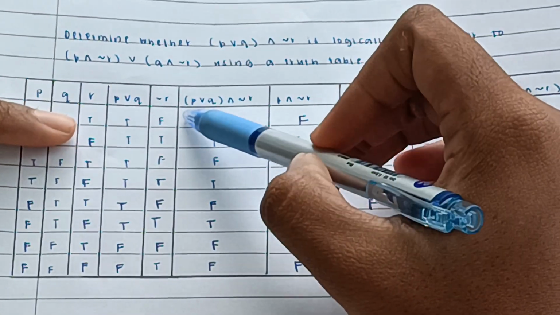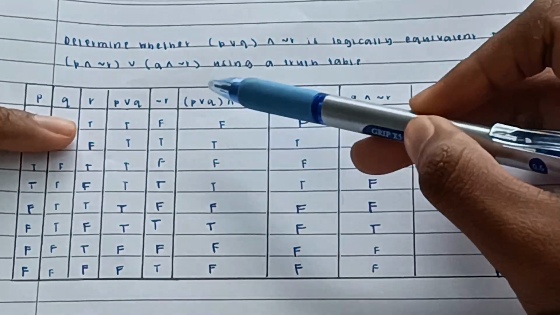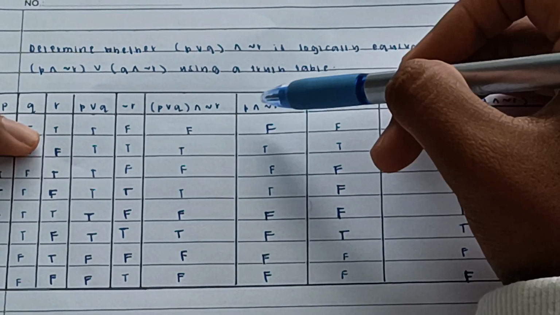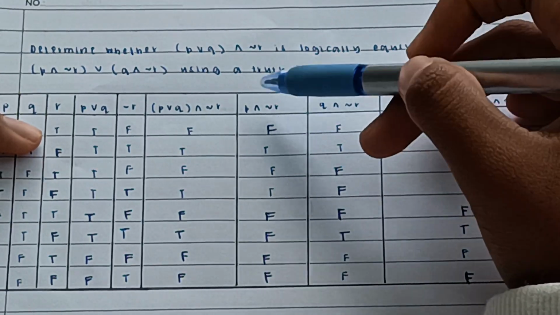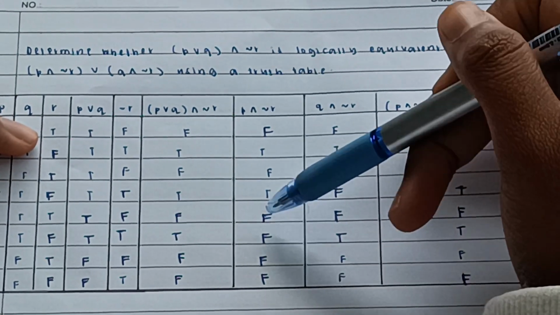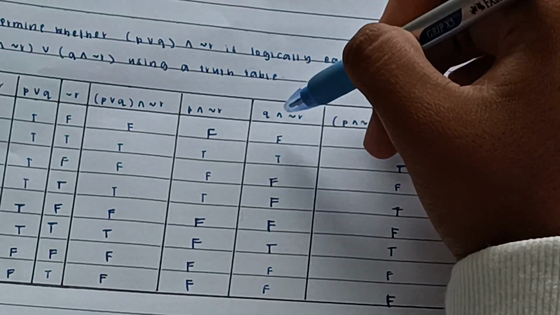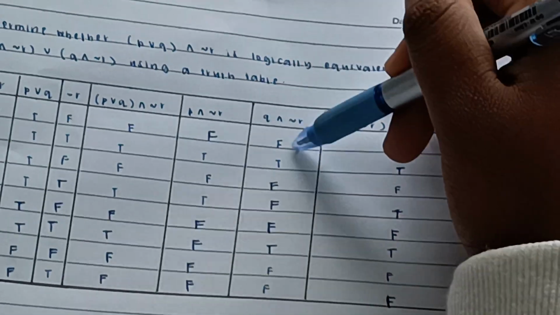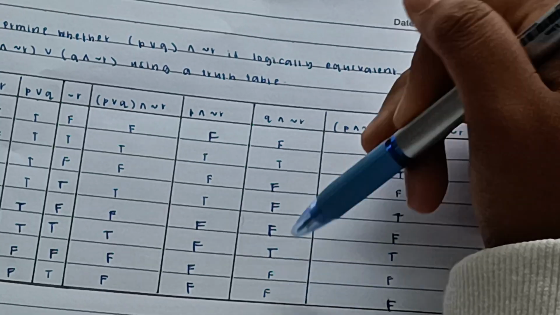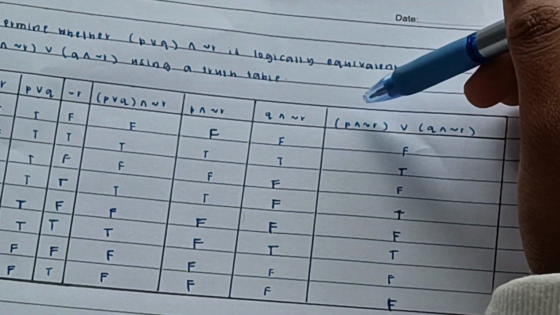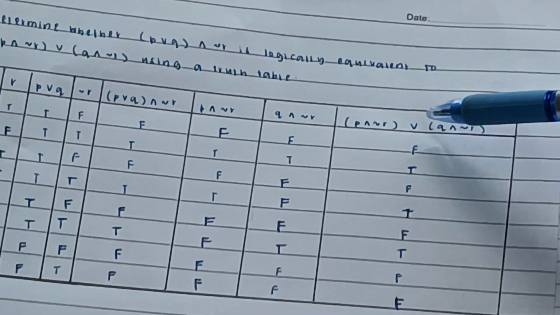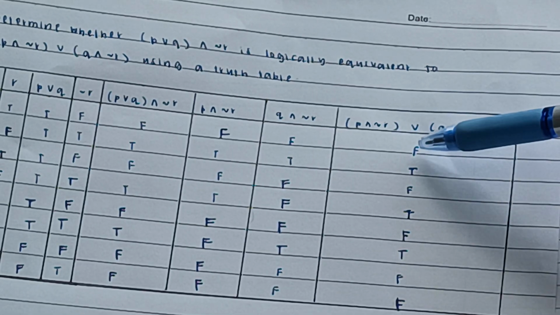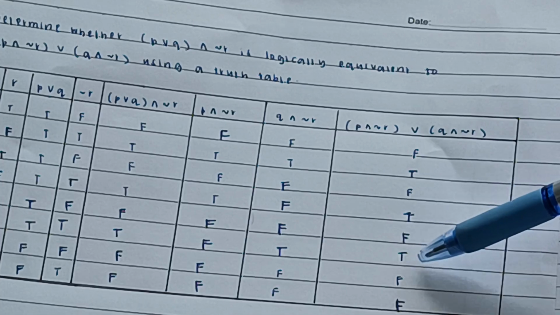For not R, we have false, true, false, true, false, true, false, true. So for (P or Q) and not R, the truth value is false, true, false, true, false, true, false, false. Next, P and not R: false, true, false, true, false, false, false, false. Next, Q and not R: false, true, false, false, false, true, false, false. The last one is (P and not R) or (Q and not R), with truth value false, true, false, true, false, true, false, false.